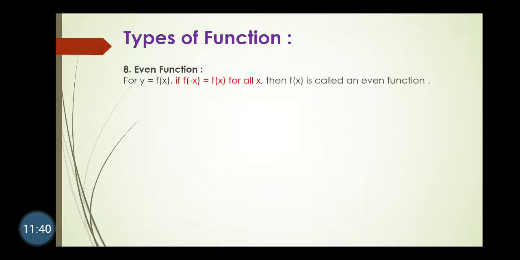Next one is even function. For y is equal to f of x, if f of minus x is equal to f of x for all values of x, then f of x is called what? Even function. That means if we replace x by minus x, then function doesn't change, it remains same, is called what? Even function. For example, x square upon 1 plus x square.